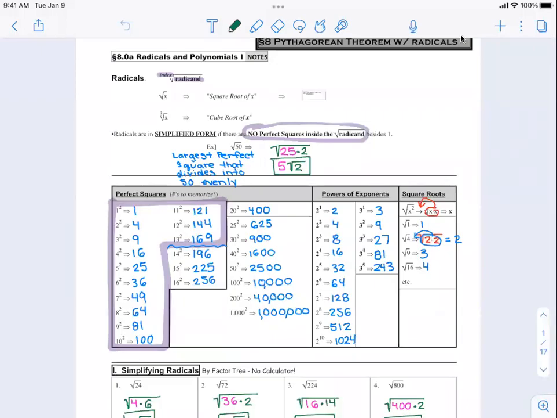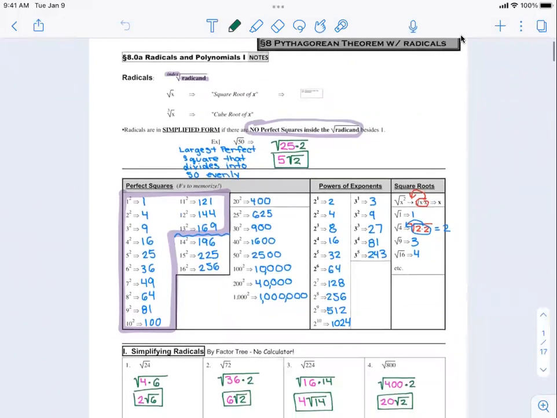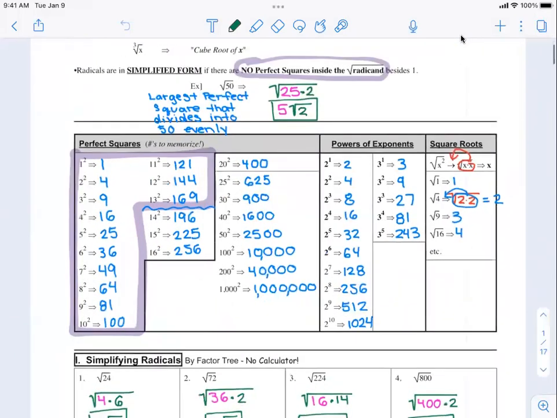All right, so we're going to go ahead and finish up 8.0. So we've already talked about, the main idea here is simplifying radicals. You need to make sure that you have all of your perfect squares memorized. That's what's highlighted in purple there.